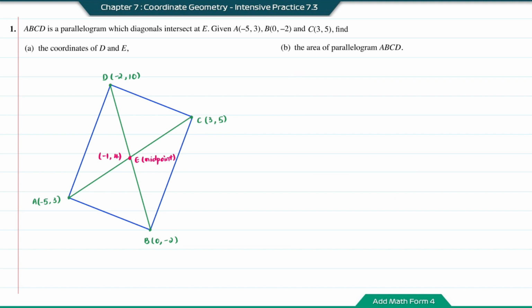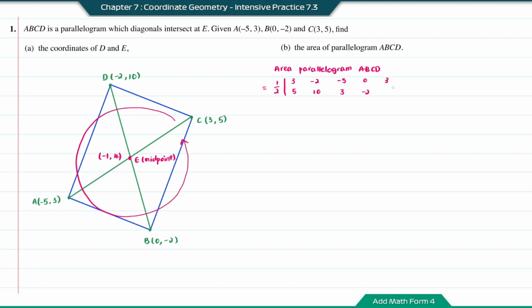Question b. Find the area of parallelogram ABCD. As we already know the coordinates of the points A, B, C, D, we can find this area using the shoelace formula. So we're going to arrange the coordinates anti-clockwise. So this will be 1 over 2. Let's say I start with the coordinate C: (3, 5), followed by (-2, 10), (-5, 3), (0, -2), and end with the coordinate C again.